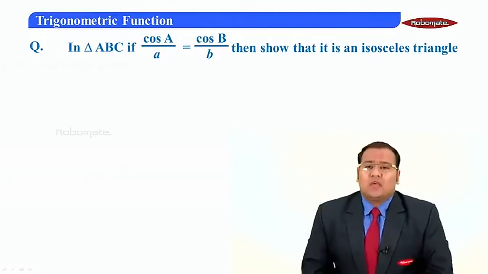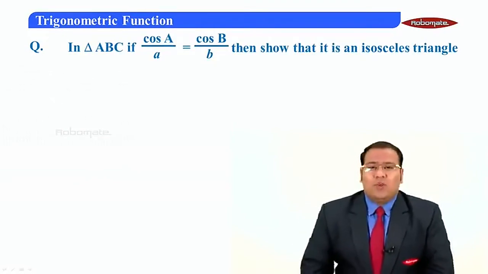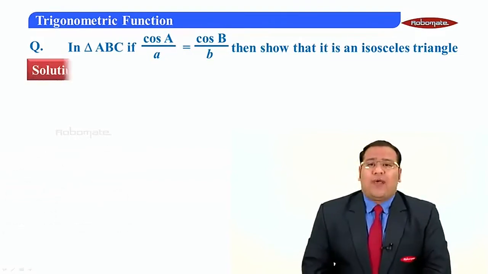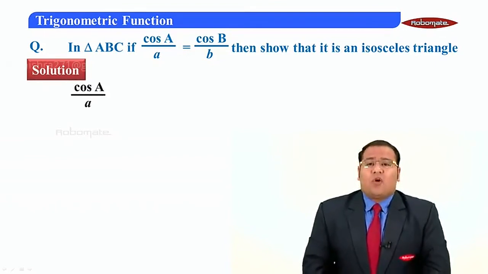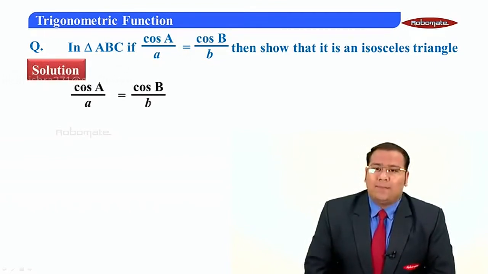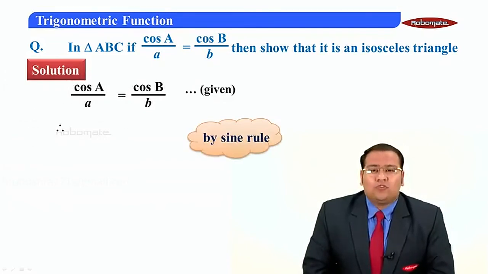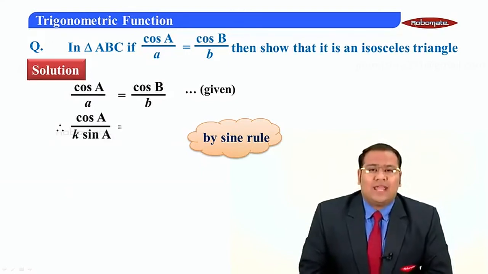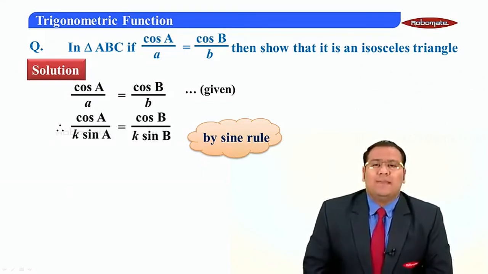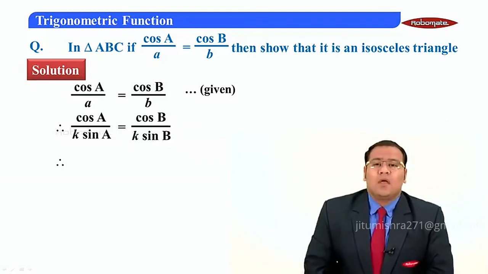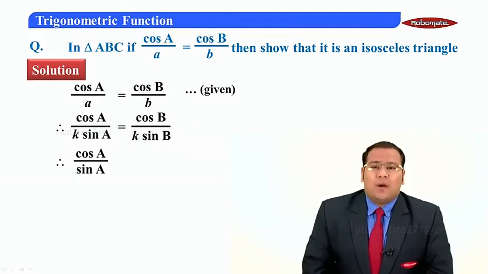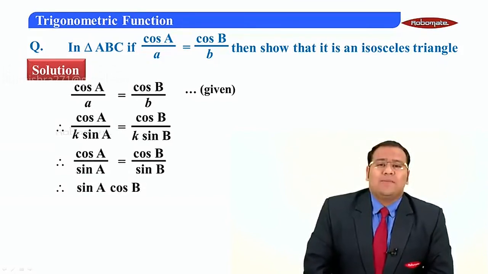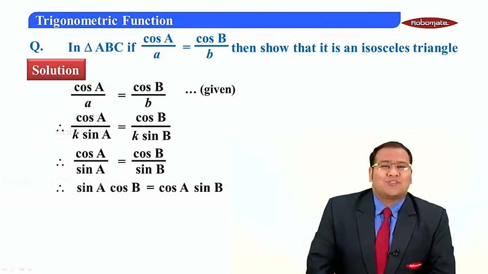In triangle ABC, if cos A upon a is equal to cos B upon b, then show that it is an isosceles triangle. The solution states: if cos A upon a is equal to cos B upon b, then we also know that by the sine rule, a would be replaced by k sin A and b would be replaced by k sin B. In that case, cos A upon sin A would be equal to cos B upon sin B. So the equation would be sin A cos B is equal to cos A sin B.